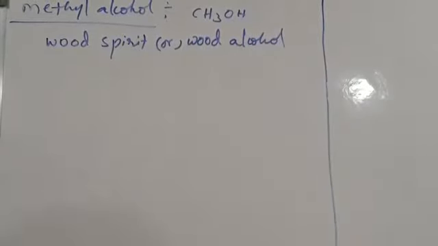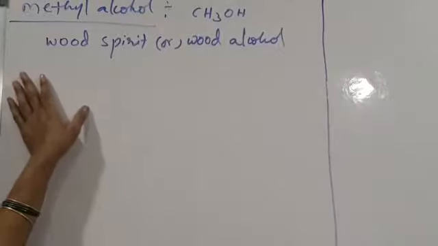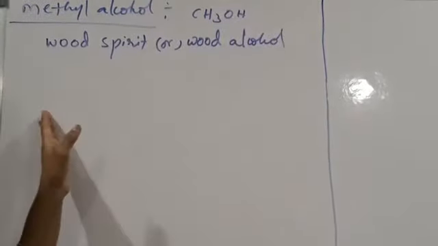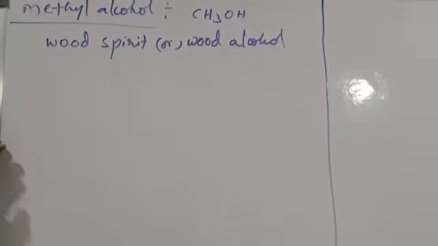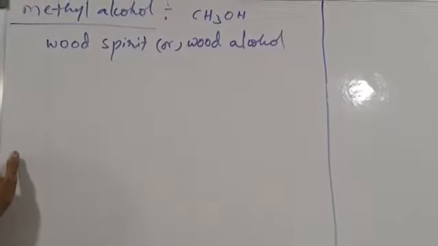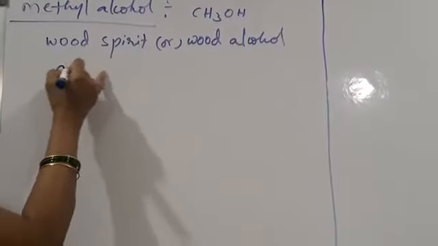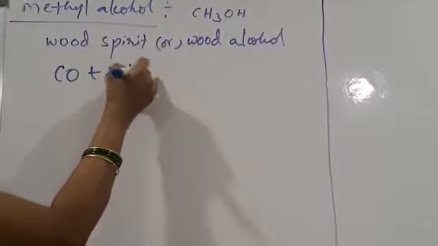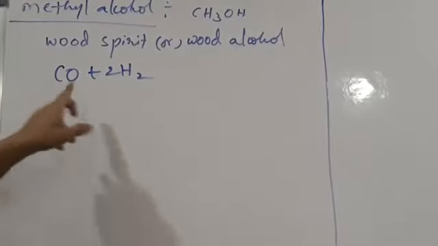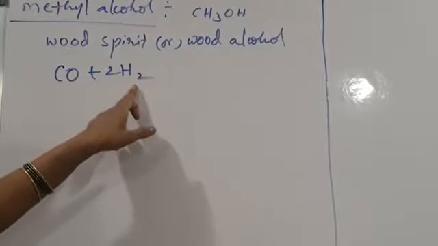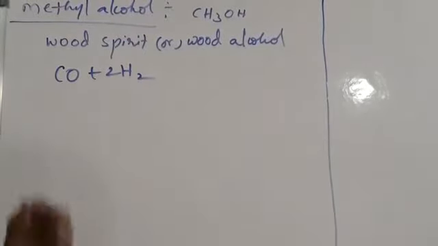And methyl alcohol is generally prepared from water gas, in presence of zinc oxide and chromium trioxide at 300 degrees centigrade temperature and 200 to 300 atmosphere pressure. The formula of water gas is a mixture of carbon monoxide and hydrogen. So here we get methyl alcohol when water gas is compressed with hydrogen gas. CO plus H2, that is water gas.